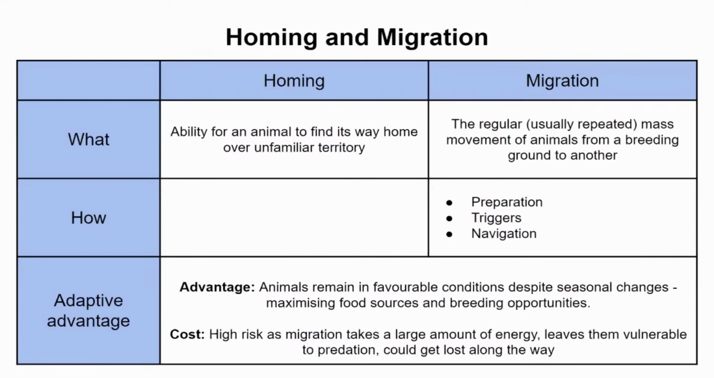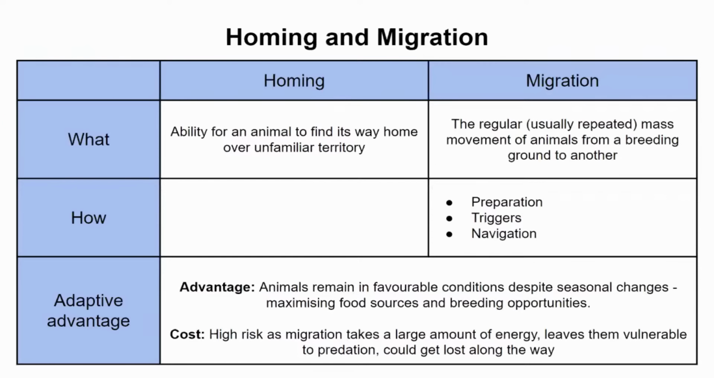The how, the things that you want to be thinking about in terms of how migration occurs is what does the animal do to prepare for migration? So it might be something along the lines of a change in diet to build up fat stores. It might be, if it's a bird, changing its feathers so that it's got feathers that are going to allow them to make that really long distance.